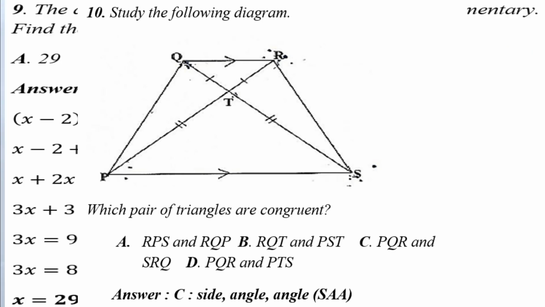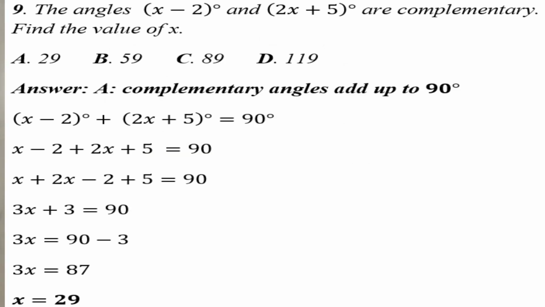Question 9 is: the angles x minus 2 and 2x plus 5 are complementary. Find the value of x. Now, complementary angles add up to 90 degrees, and supplementary angles add up to 180 degrees. So in this case, we have x plus 2 degrees plus 2x plus 5 degrees should give us 90 degrees because these are complementary angles. So x plus 2 plus 2x plus 5 is equal to 90 degrees.